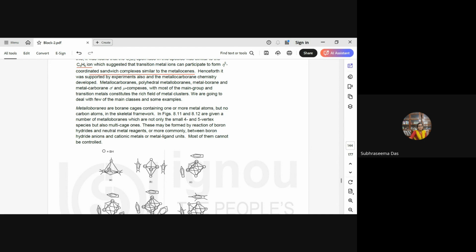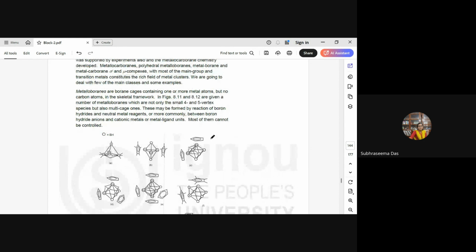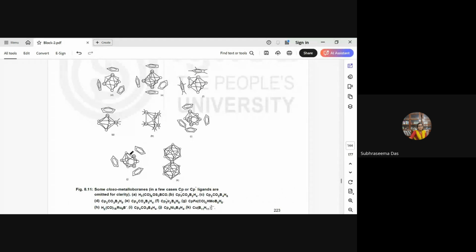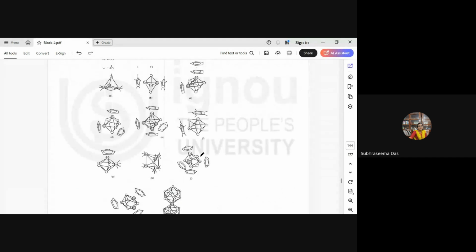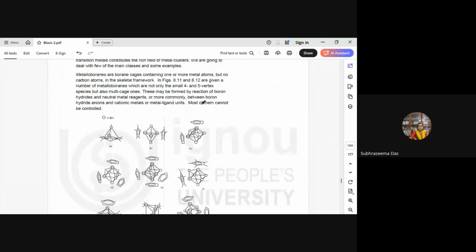So metalloboranes are borane cages which contain one or more metal atoms but no carbon atoms in the skeletal framework. So here carbon is missing. In figure 8.11 you can see some closo metalloboranes; they have been shown here.